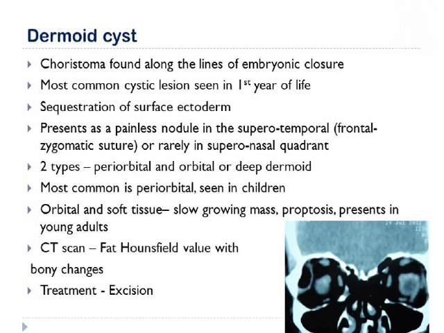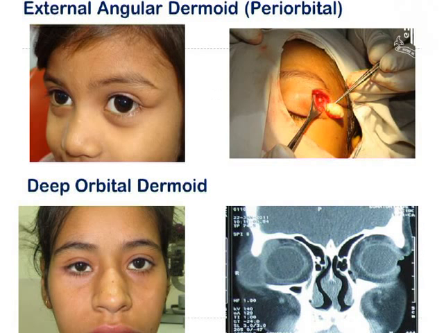And you can see here the CT showing fatty contents, very much suggestive of dermoid cyst. Treatment is to excise this in toto without rupture, but even if rupture is there, we should take out all the contents, and most important, the cyst wall should be taken out. This is a young girl presented with orbital dermoid.